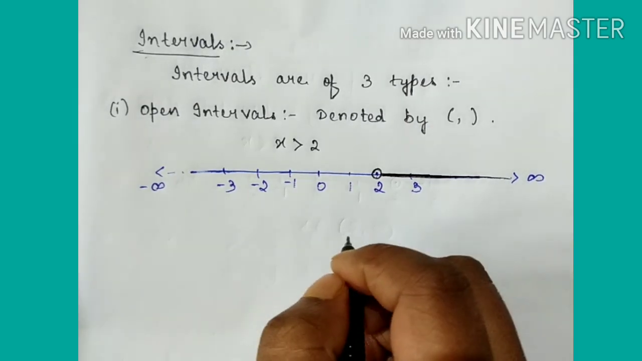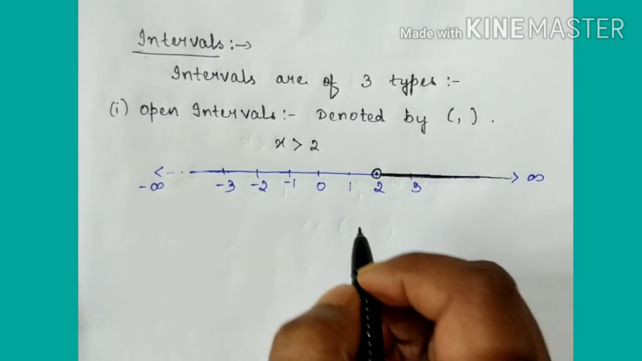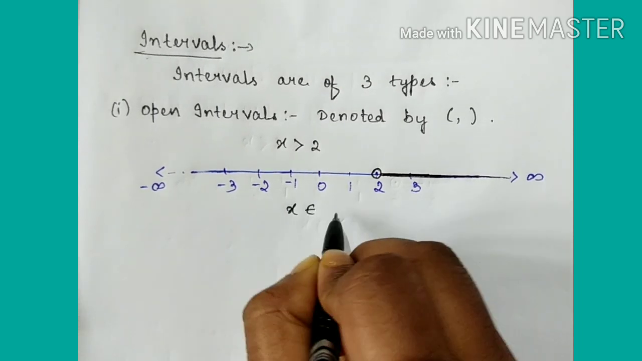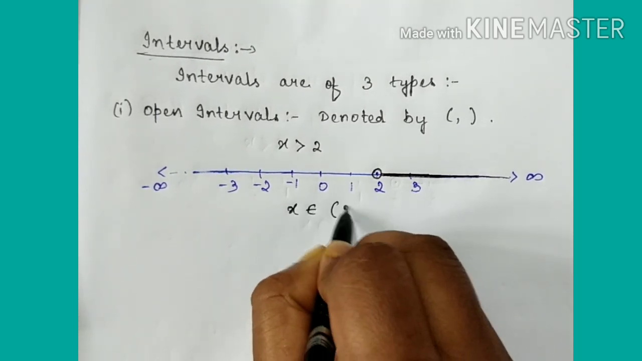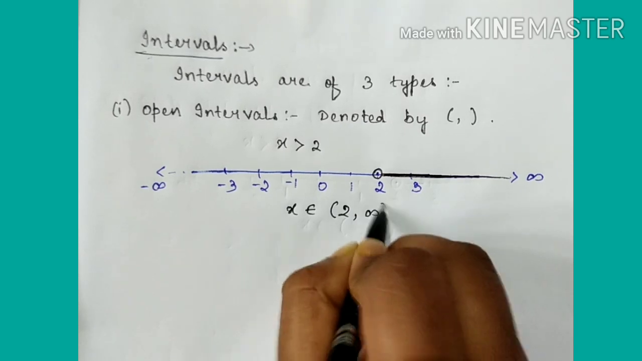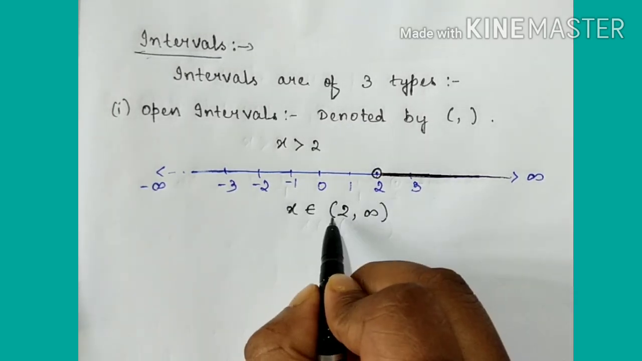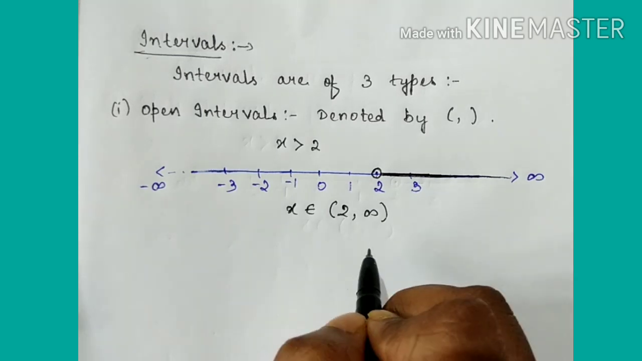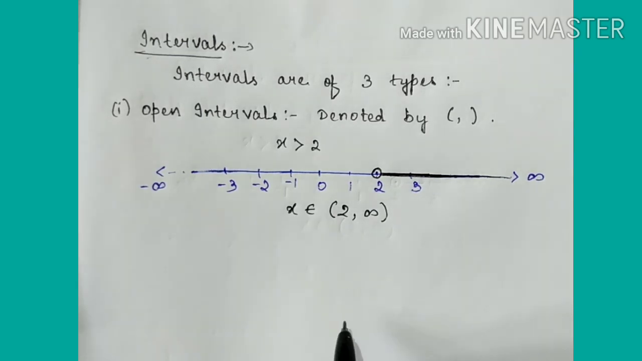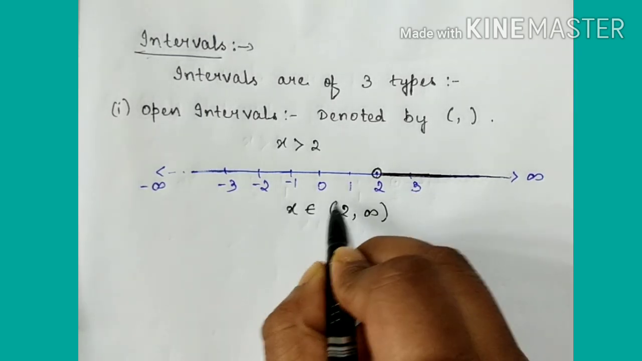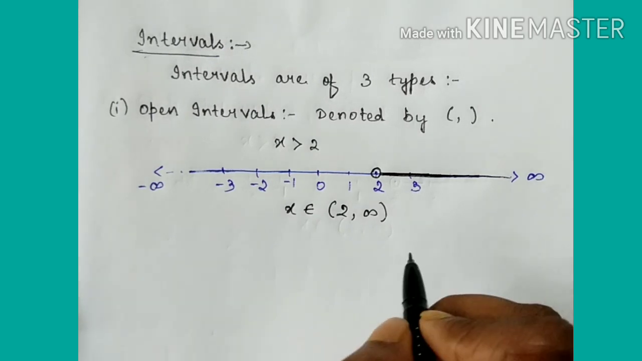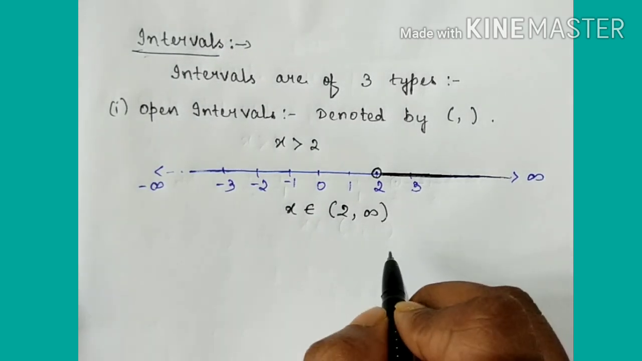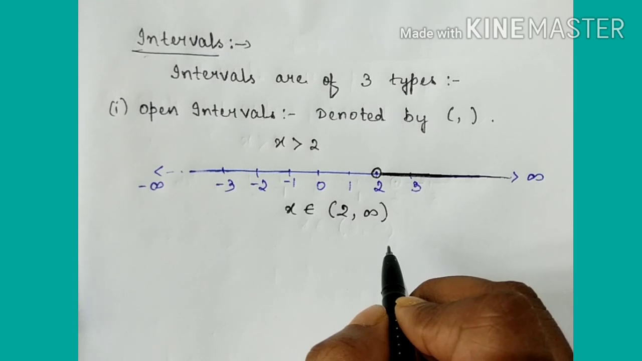Now using open brackets, we express this as follows: x belongs to open interval 2 to infinity. Note, here we use open bracket because the point 2 is not included in our solution set. So we use open bracket here. Also for infinity, we always use open bracket because we don't know the value of infinity.